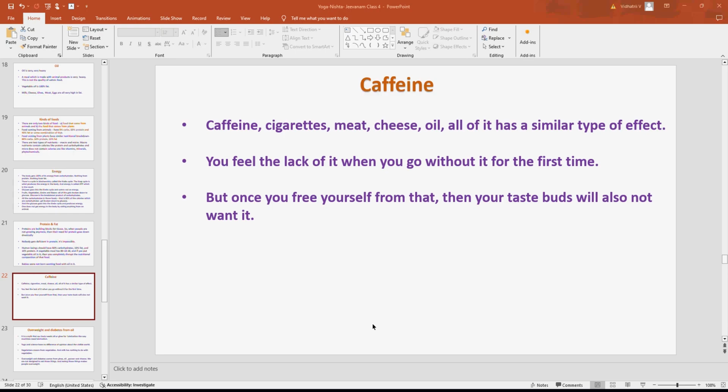But once we get rid of it, we will revert to our actual natural state of existence, and we will not want it anymore. I can tell you this from my own experience, right? After you start this Sattvic diet, you will not want to go back to any of those things, right?